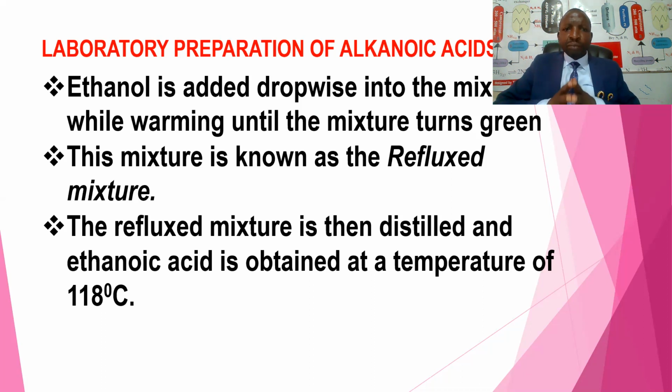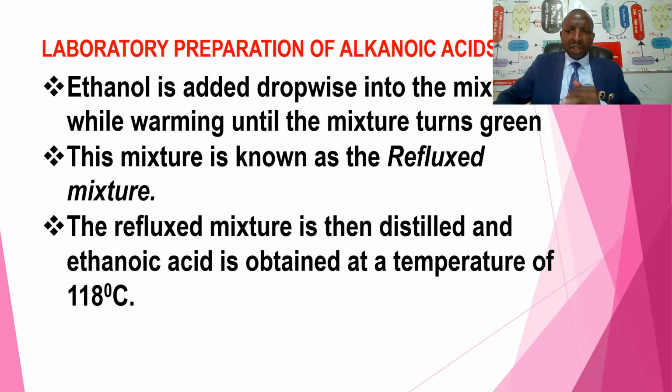Number 2, remember the mixture is known as the refluxed mixture. The reflux mixture is then distilled and the ethanoic acid is obtained at a temperature of 118 degrees Celsius. The mixture might contain some components of ethanol and the acid, so you carry out fractional distillation, whereby you obtain pure ethanoic acid at a temperature of 118 degrees Celsius.